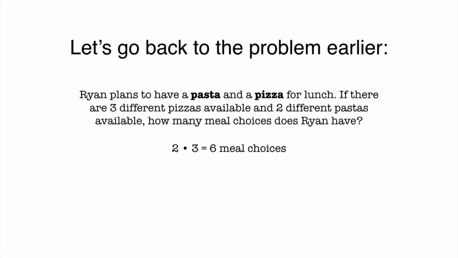Let's go back to the problem earlier. So in the problem earlier, the first event is choosing a pasta and the second event is choosing a pizza. So the number of ways that we can choose a pasta is 2 and the number of ways that we can choose a pizza is 3. So we just have to multiply the 2 and 3, and the answer is equal to 6 meal choices.